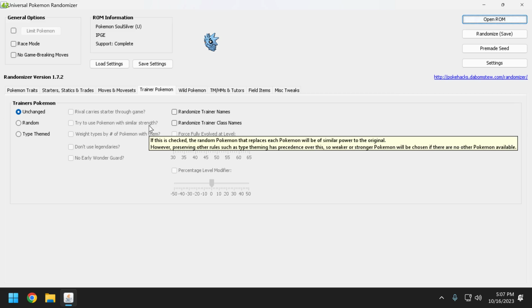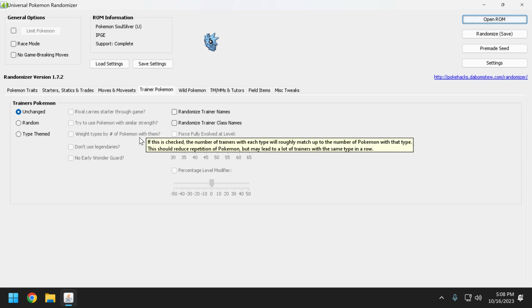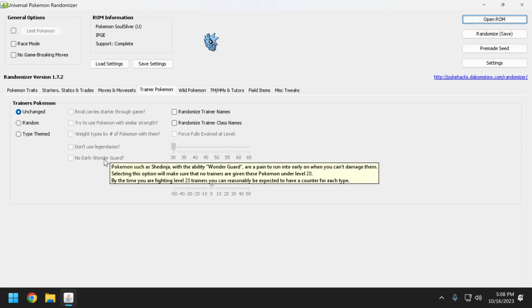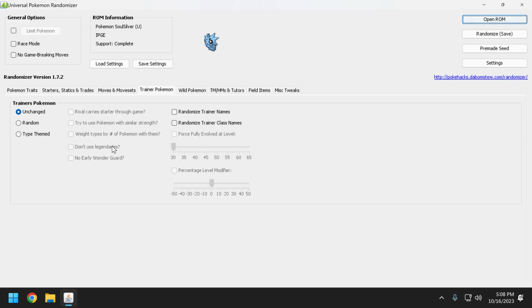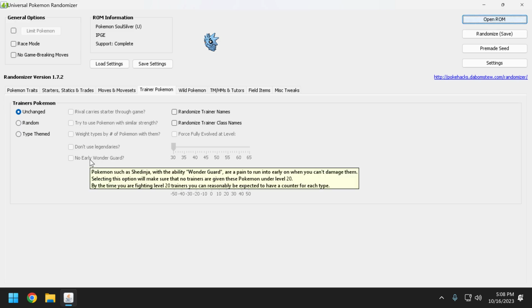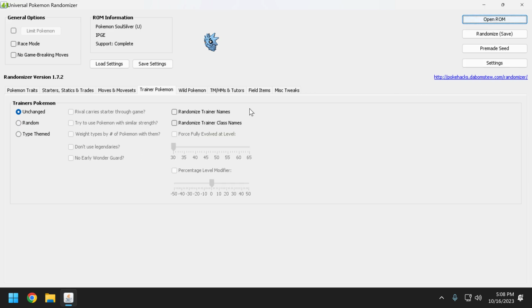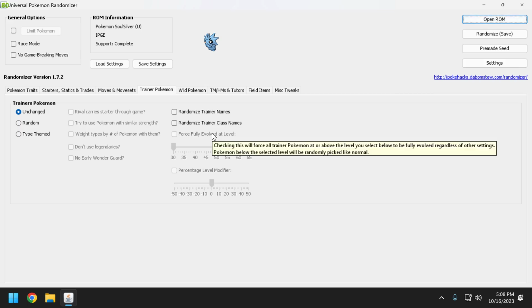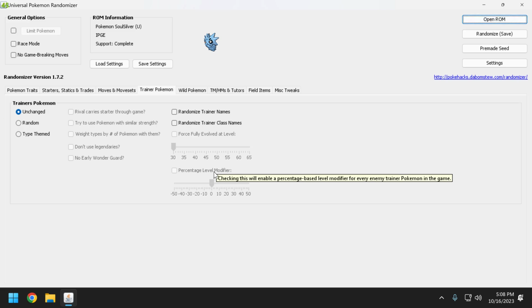So you can kind of tamp it down to give you a linear damage or strength curve as you play the game. You can edit the amount of Pokemon the trainer has by how many types there are. You can stop them from getting legendaries, because they can get legendaries. And then you can stop them from having Wonder Guard with abilities in the beginning of the game, OP. You can randomize their names, their classes. You can force them to evolve their Pokemon by a certain level. And then you can get a level modifier in there too if you want to mess with that.